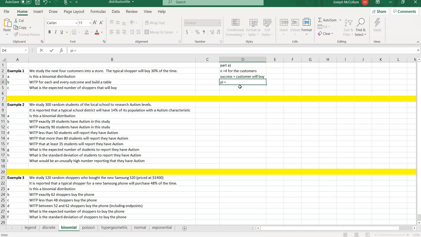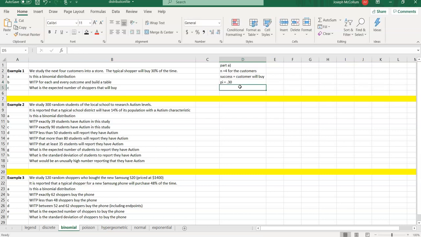Now, the way I've been taught, utilizing most of the statistics books I know, they utilize capital pi to be the probability of success in a population. In this case, capital pi will be 0.3 as given in the data. This is a reliable source that typically over time 30% of our shoppers buy the product. So we have our N, our pi, and success is customers will buy. So we got 3 out of the 4 things that make it binomial.